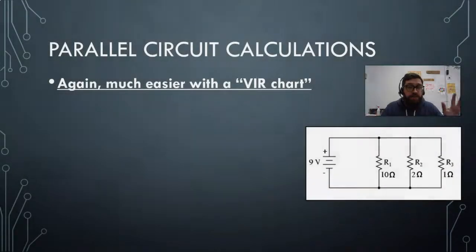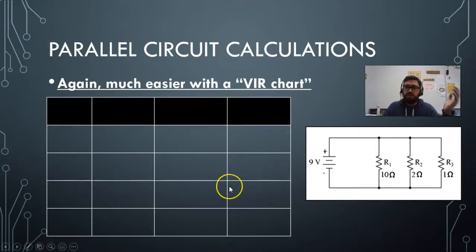Last video. Now, you need to know how to analyze parallel circuits. Now, it's a little bit more complicated than series, mainly because of how we calculate total resistance. That was a little funky, but it's way easier, once again, as long as we use a VIR chart. So we got this chart here.